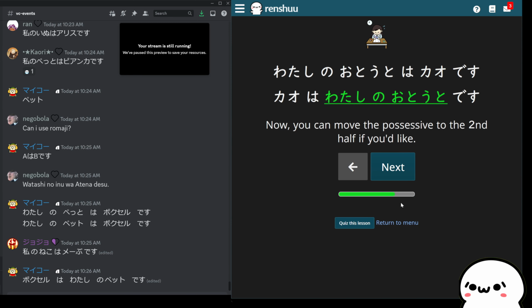And if you'd like to see another set of sentences side by side, just like the one we did, you can see it on the screen share. Watashi no ototo wa Kao desu. Kao wa watashi no ototo desu. You might translate these slightly differently, but you're putting forward the same amount of information. My little brother is Kao, or Kao is my little brother. You're still giving the name of your younger brother in either one, and they both work.